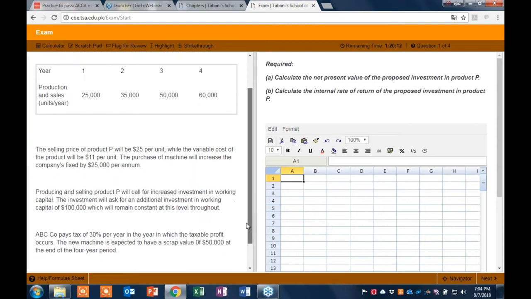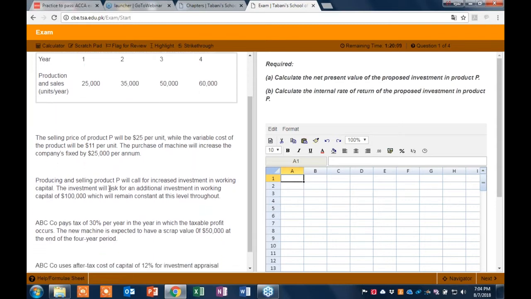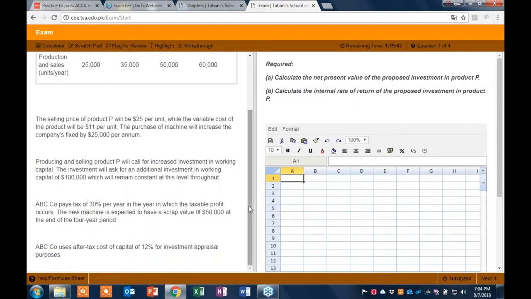Producing and selling product P will call for increased investment in working capital. The investment will ask for an additional investment in working capital of $100,000, which will remain constant at this level throughout. The ABC company pays tax of 30% per year in the year in which taxable profits occur. The new machine is expected to have scrap value of $50,000 at the end of the 4-year period. ABC company uses after-tax cost of capital of 12% for investment appraisal purposes. Calculate the net present value of the proposed investment in product P.